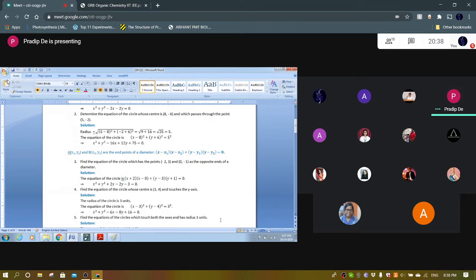Any idea? Can you give me one answer? I'm not asking for all. Any one answer? Can you find out the center of one such circle touching both the axes?